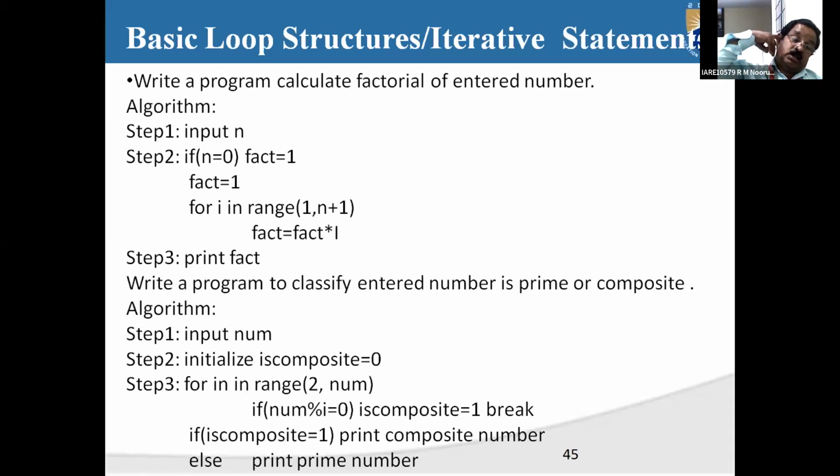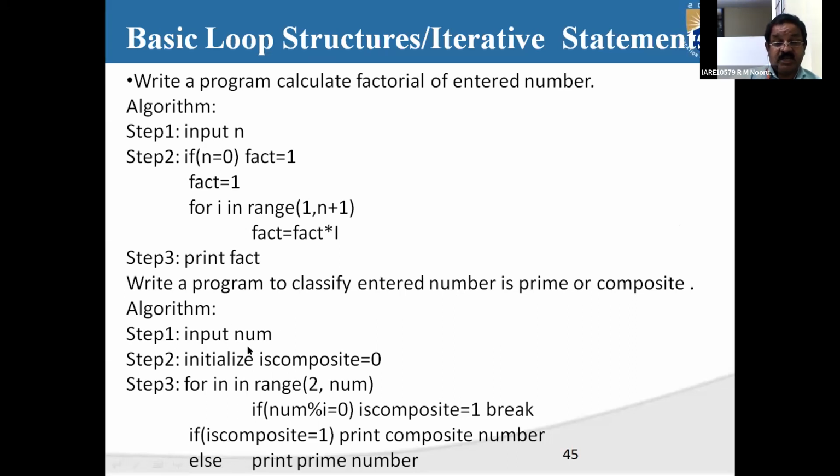Then, write a program to classify whether the entered number is a prime number or composite. What is meant by a prime number? And what is meant by a composite number? If the number has only the factors 1 and itself, that is, if the number is divisible only by itself or by 1, then it is called a prime number, else it will be composite.